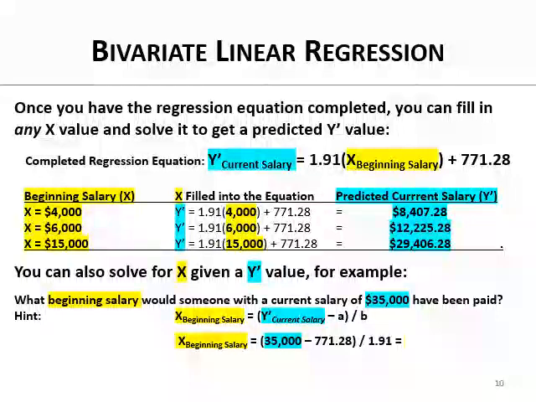So beginning salary of someone who makes 35,000, flip it around. We predict they make, so hint, same B, same A, $17,930 is where they started at the company. So their beginning salary was $17,930.18 for a person who we predict currently earns $35,000.